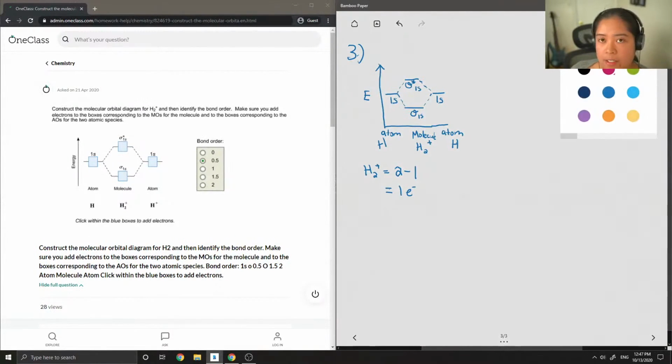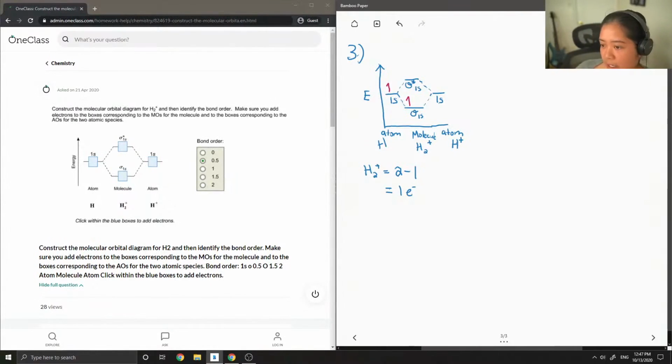So the next thing I'm going to do is fill in my diagram. So I'll show that 1 electron is in the atom. And for the hydrogen that lost an electron, I'm not going to write anything there since it was lost. And then finally, I'll write that only 1 electron is involved in the bonding. So this is what our diagram looks like.